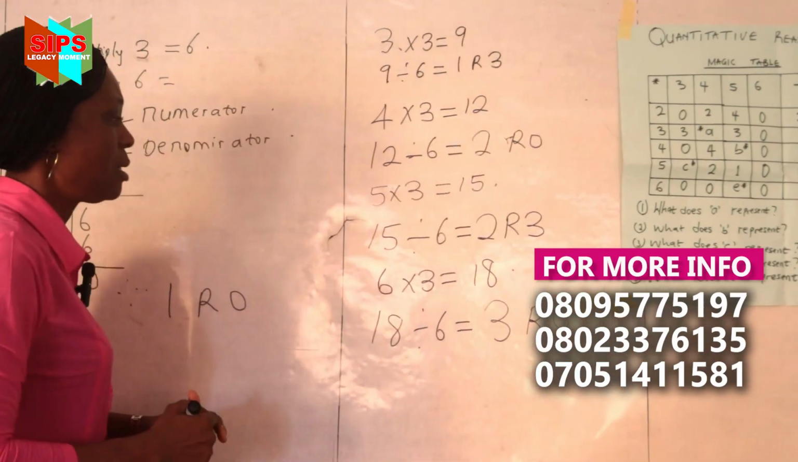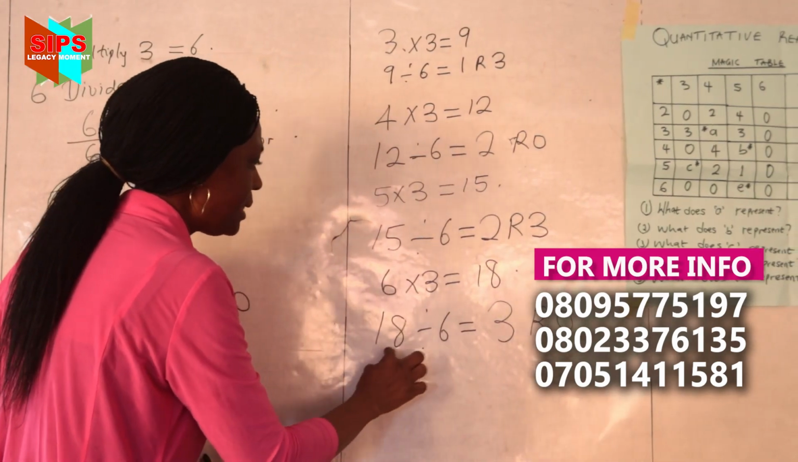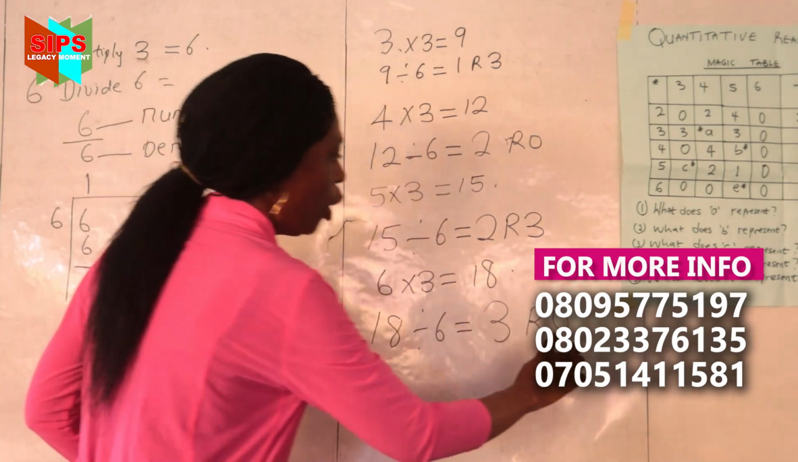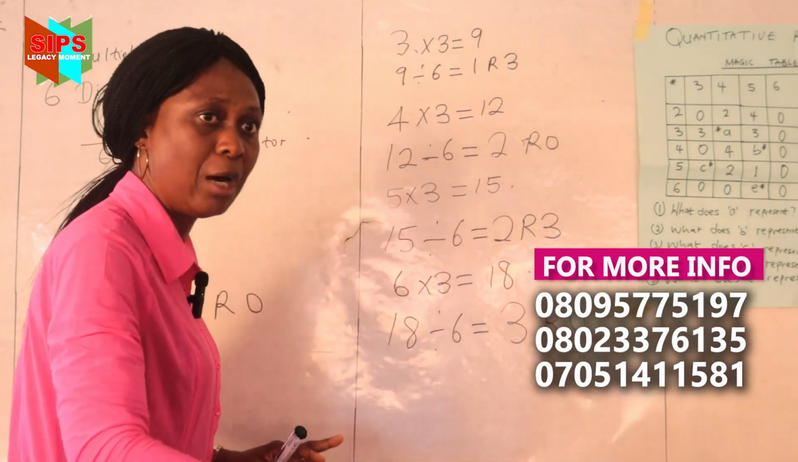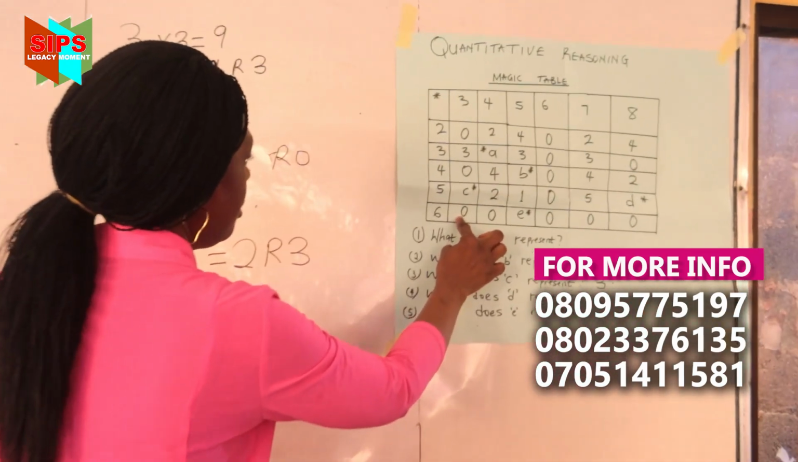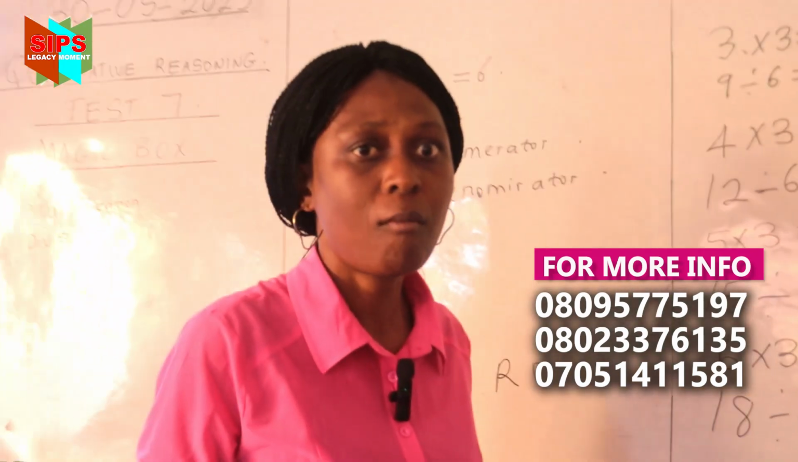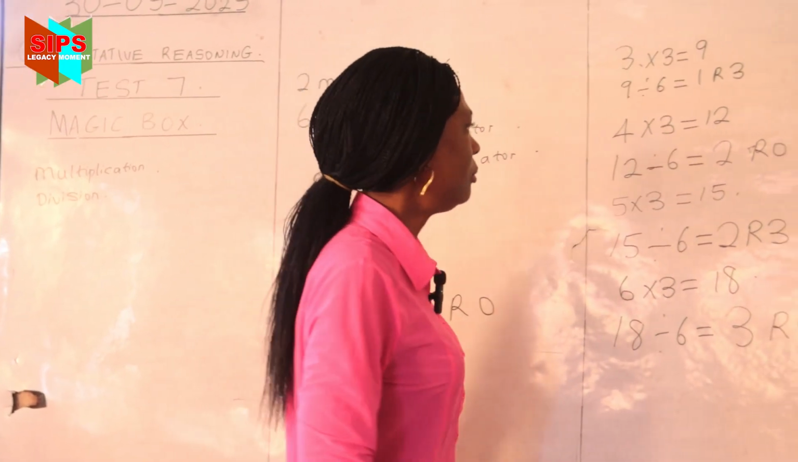So which means that 6 appears in 18 3 times, but no remainder, or no other number that follows, so the remainder is 0. That's why here they are having 0. Is that clear? Yes, Auntie. Is that clear, people? Yes, Auntie.